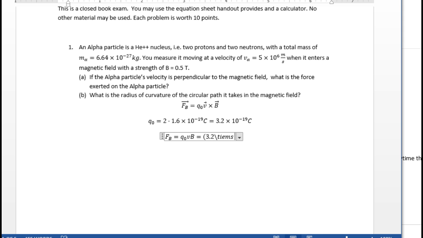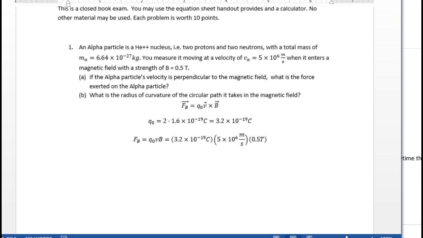and that gives us 3.2 times 10 to the minus 19 coulombs times 5 times 10 to the 6th meters per second times 0.5 Tesla, right? That's our force. That's part A.